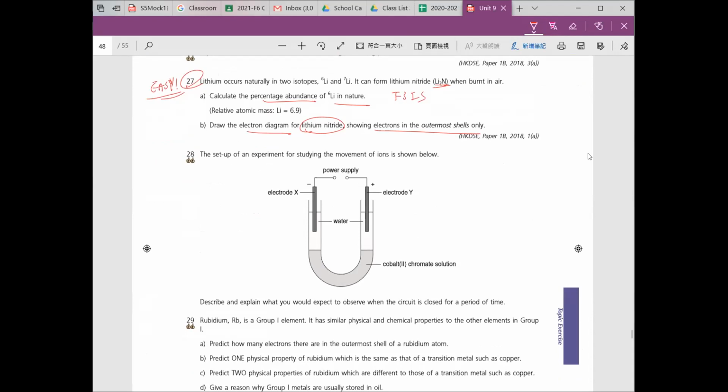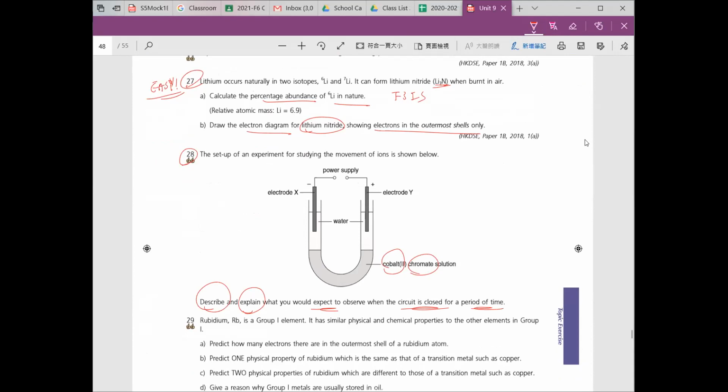Okay, 28. Take a look. 28. What is it? You are going to describe and explain what we expect to observe when the circuit is closed for a period of time. Cobalt(II) chromate. I've done that before, right? And also you have encountered this before, correct?